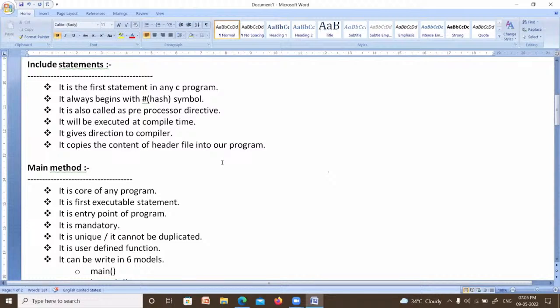Can I scroll down? How far have you finished? Up to the main method, or does it include statements? Can you ping a message? All completed. Good, good, good, good. Right.